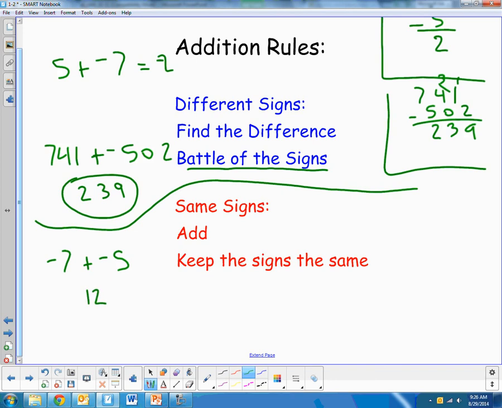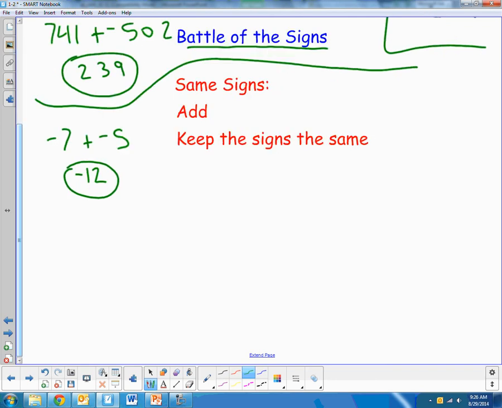Some of you are going to mix this up with your multiplication rules. Don't do that. If it's addition, we add and we keep the sign the same. A negative plus a negative is negative when we are adding. Do not confuse that with multiplication rules. Different operations, adding and multiplication, different rules. So it ends up being a negative 12. If you are negative $7 and you borrow $5 more dollars, you now owe $12. So that makes sense.